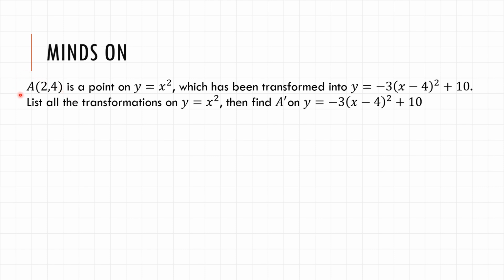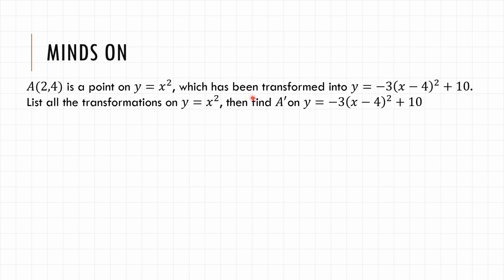To start off, I'll ask you this question. This point is on y equals x squared, and it's been transformed onto this new quadratic. Can you list all the things that have happened to the parent quadratic to transform it into this new quadratic?